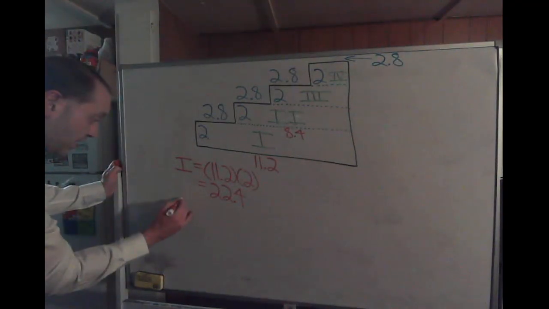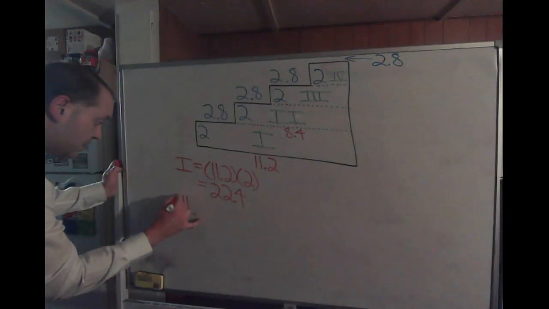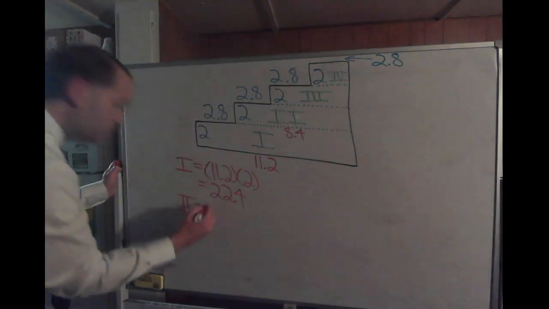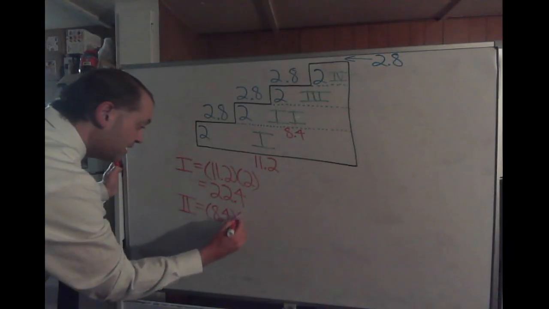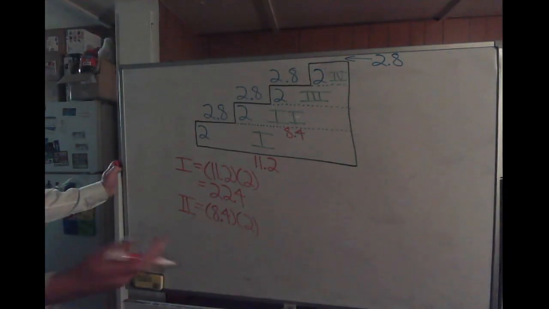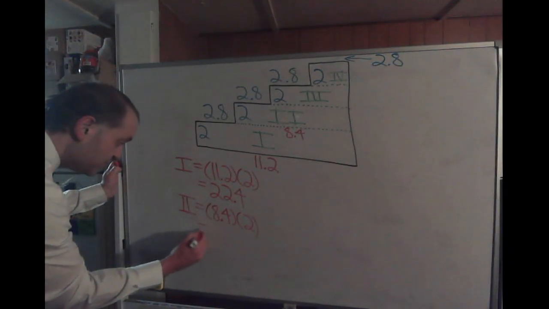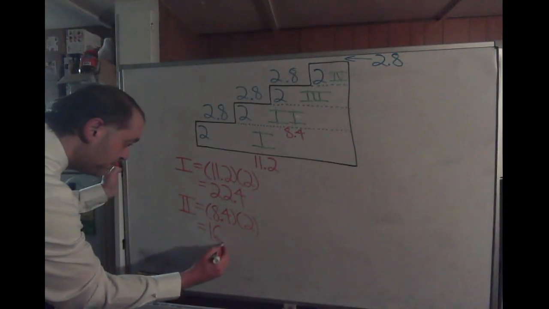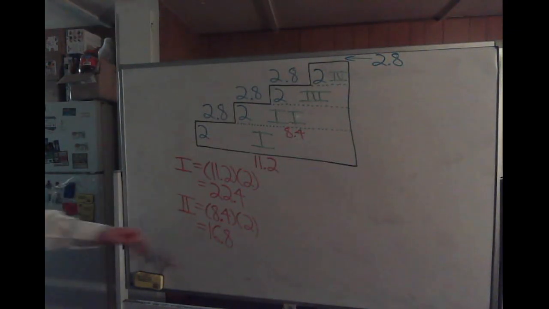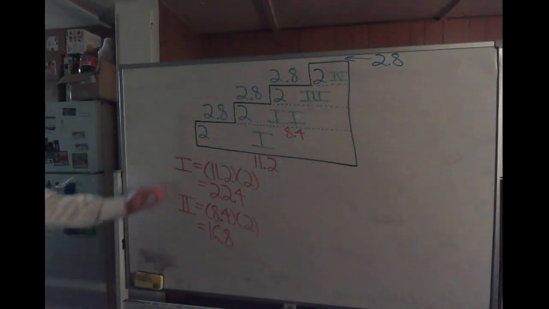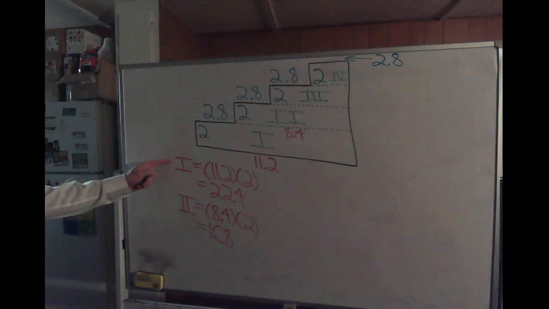Now you can find the area of region 2. Because you have the length of the base, which is 8.4, times the height, which is 2. What is 8.4 times 2? That's just going to be 16.8. And no, it doesn't give actual units. It just gives the numbers. Okay. So now we have found the areas of regions 1 and 2.